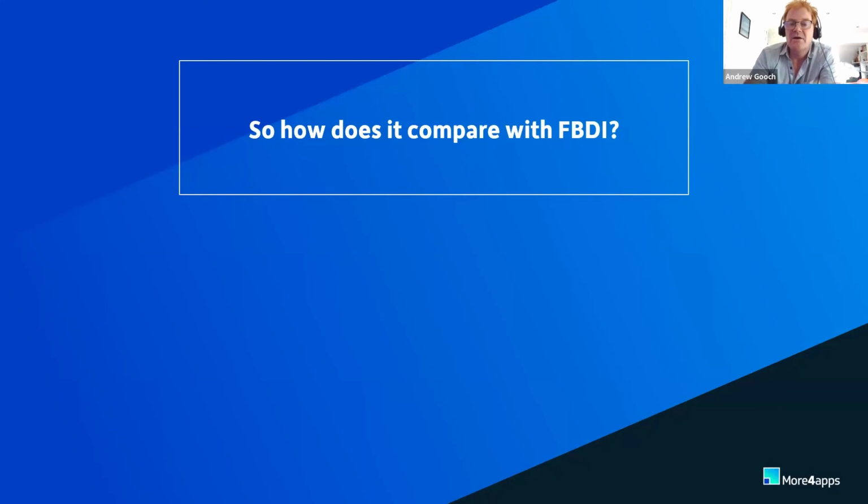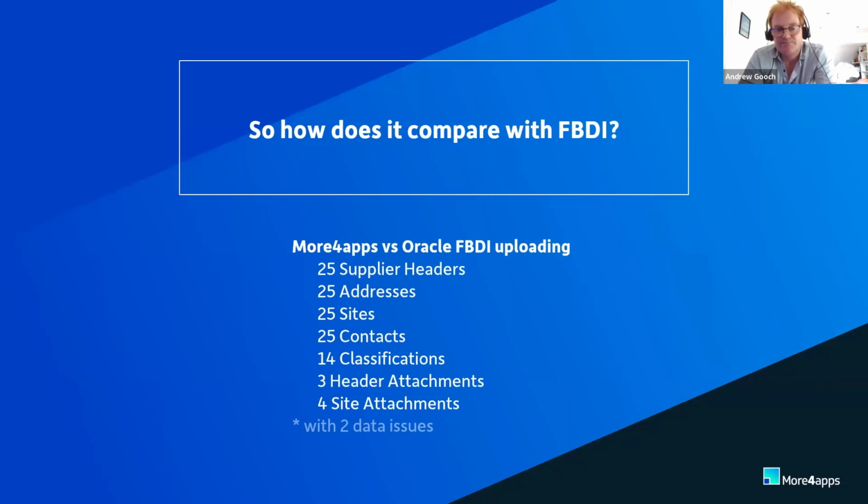So we're going to load 25 suppliers, each with a single address, site, and contact, and there'll be a few other things in there as well. And we'll do it with both the ERP Cloud Toolbox and Oracle's FBDI template set for suppliers, which is those 7 or 8 ones we saw on that earlier slide. So I'll just click that off.